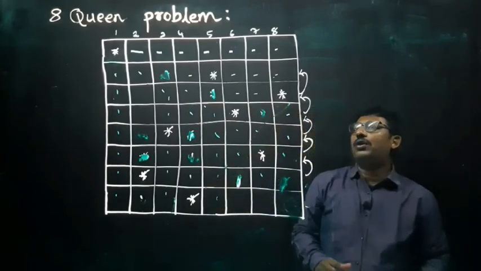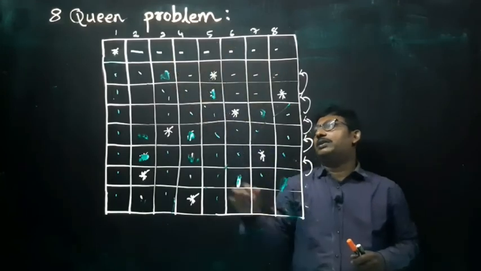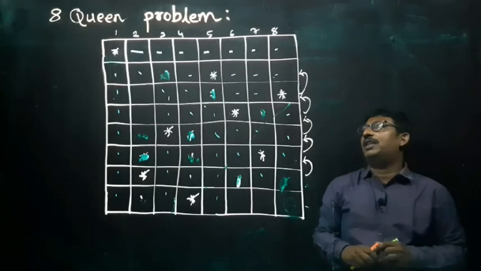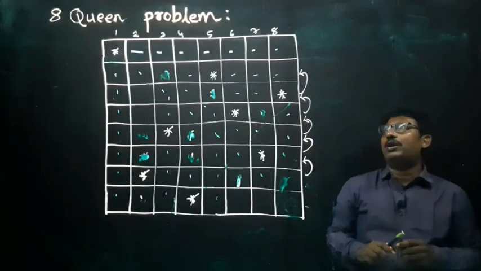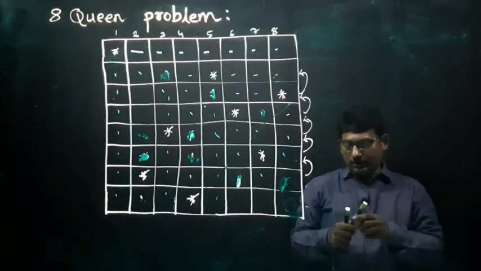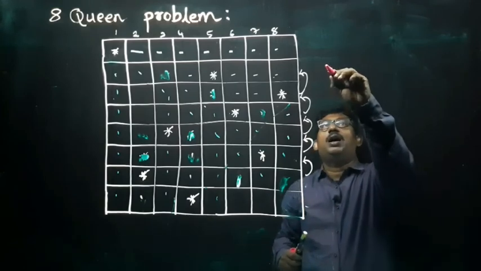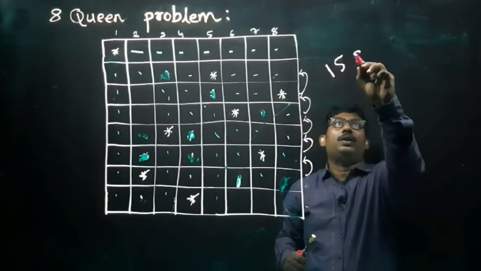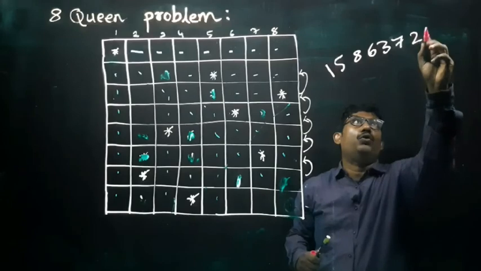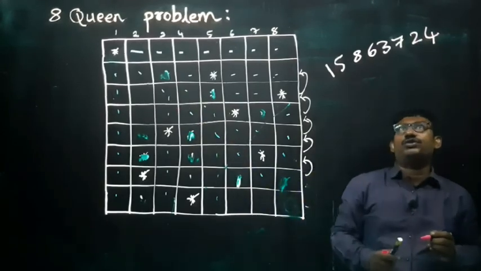Okay. So just see the numbers. The possible solutions for this 8 queens problem are 12. Among them I am giving you 4 solutions to solve this particular problem, that is 1, 5, 8, 6, 3, 7, 2, 4, which I already showed in the demonstration.